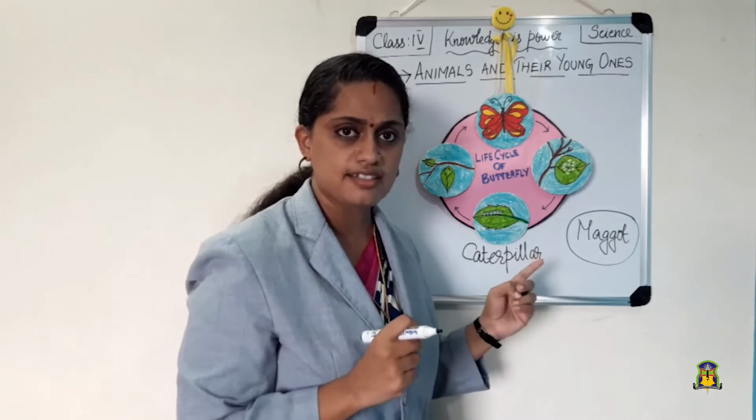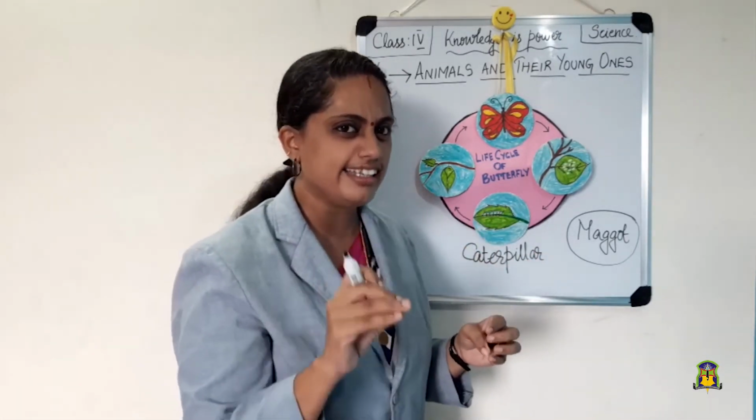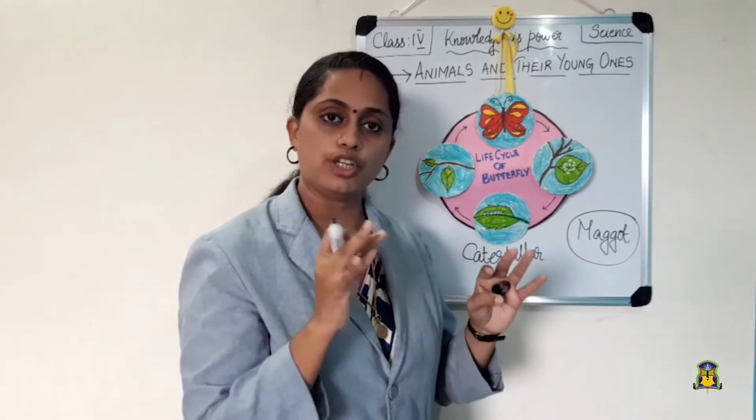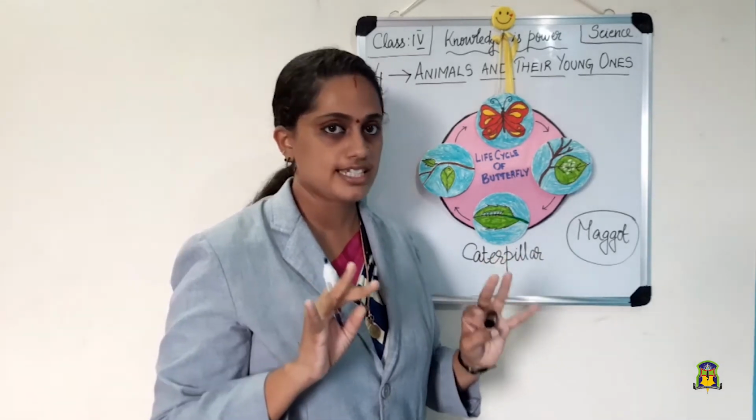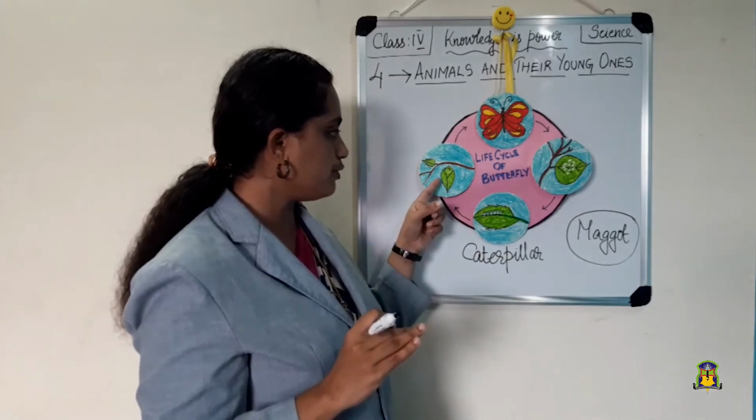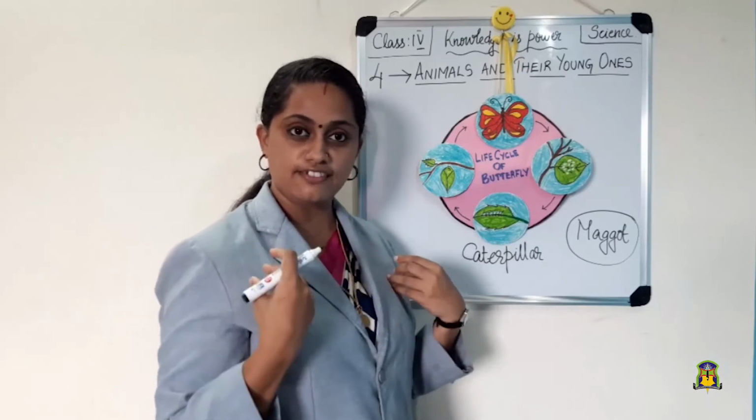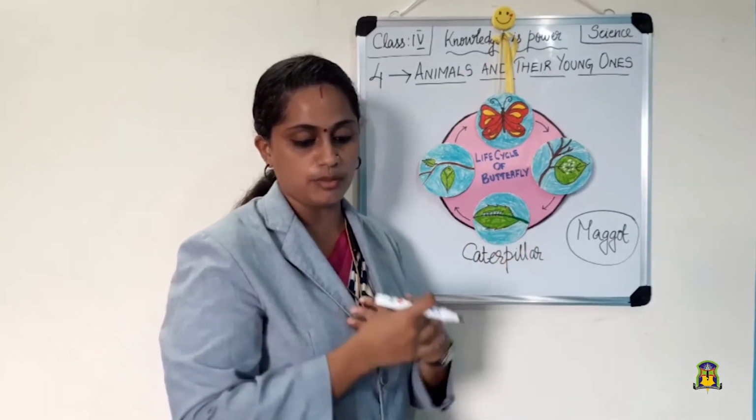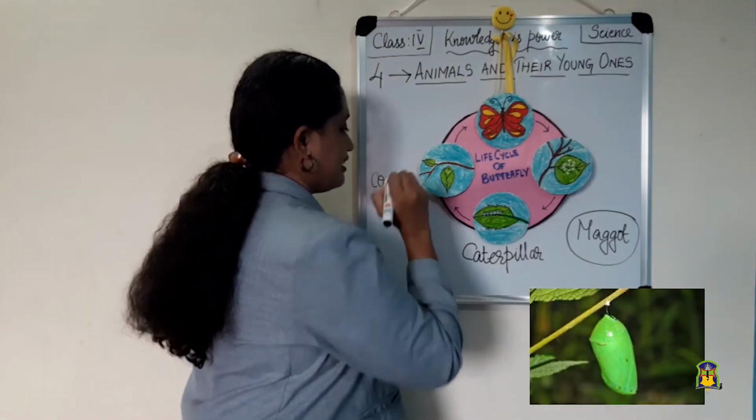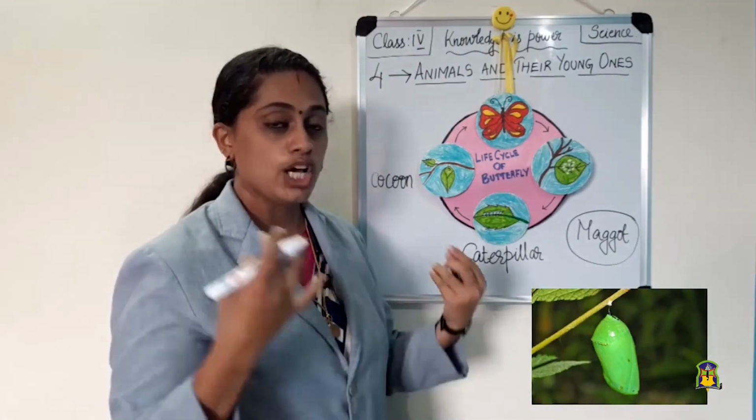Do you know what this caterpillar will do? When it is out, it will start eating the leaves. After some time, it will stop eating the leaves. Slowly, what will happen, you know? They will develop a covering around them, and that is called a cocoon.